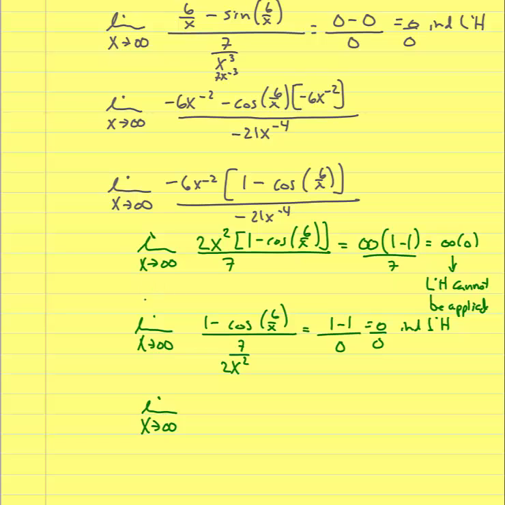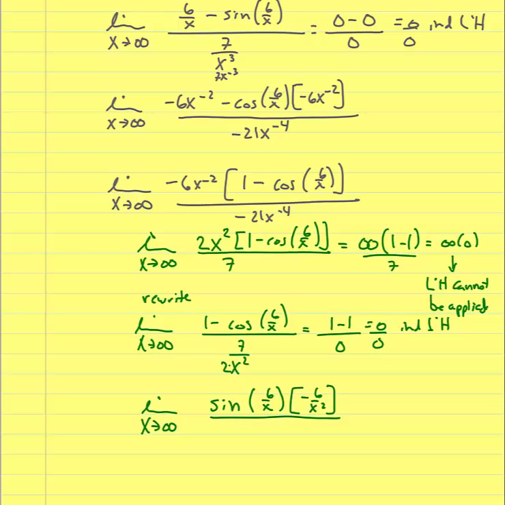So I had to rewrite. I don't want you to think that this was a direct outcome from here. I had to rewrite this first to get it into an indeterminate L'Hopital's form. The derivative of 1 is 0. The derivative of a negative cosine: the derivative of cosine is a negative sine, and I already have a negative sign out front. So this is going to be a positive sine 6 over x times the derivative of 6 over x, which is negative 6 over x squared. And we established that up here, so it's the same thing.